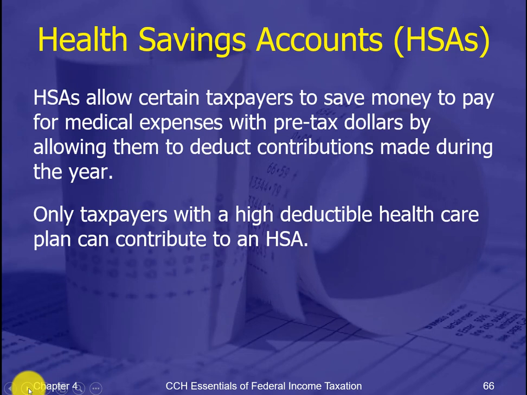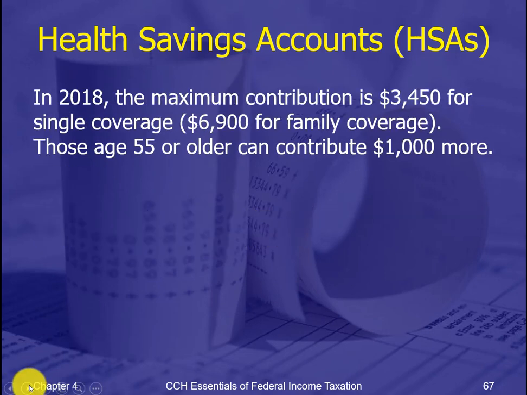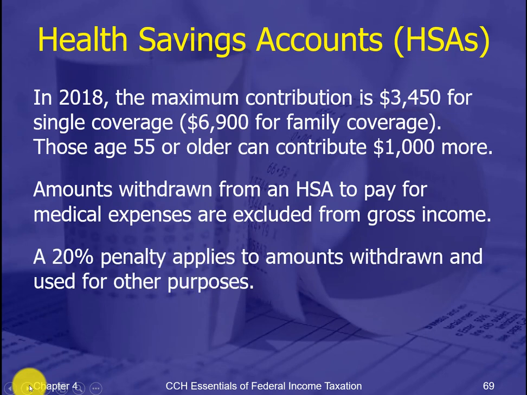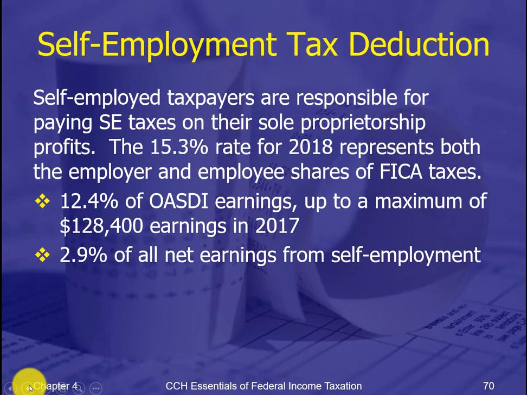HSA, you put money aside, it's deductible, and then when you take it out, you have to use it to pay for medical expenses. It's a way to save for medical expenses. Maximum are given there. You can put more if you're over 55. Okay? You do not have to include the amounts pulled out of the plan as long as you use them for medical expenses. If you do this for something else, 20% penalty.